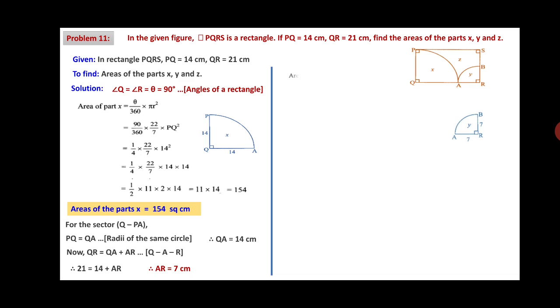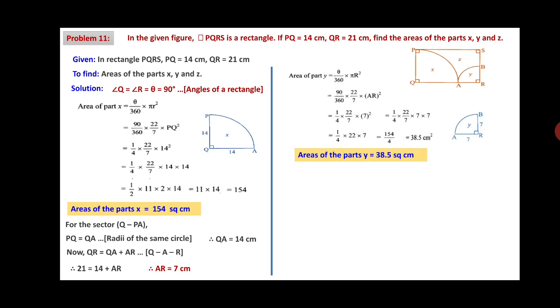So, friends, here from the adjoining figure, area of the part Y will be theta upon 360 into pi r square. So, 90 upon 360 into 22 upon 7 into AR square, which will be 1 upon 4 into 22 upon 7 into 7 square. So, 1 upon 4 into 22 upon 7 into 7 into 7. So, which will be 1 upon 4 into 22 into 7. Therefore, 154 upon 4. So, which will be 38.5 square centimeter. Therefore, area of the part Y is 38.5 square centimeter.